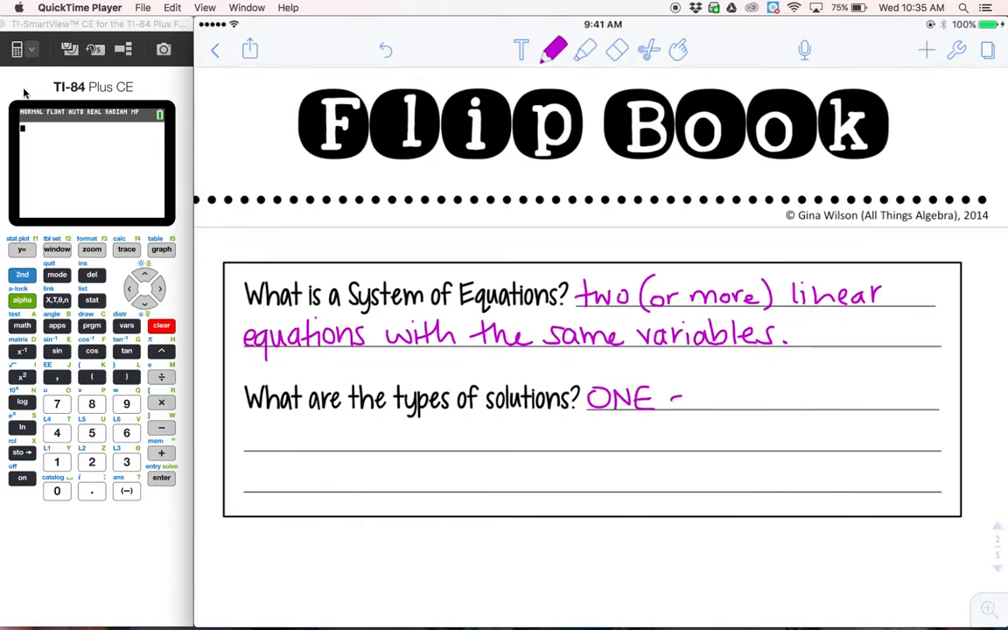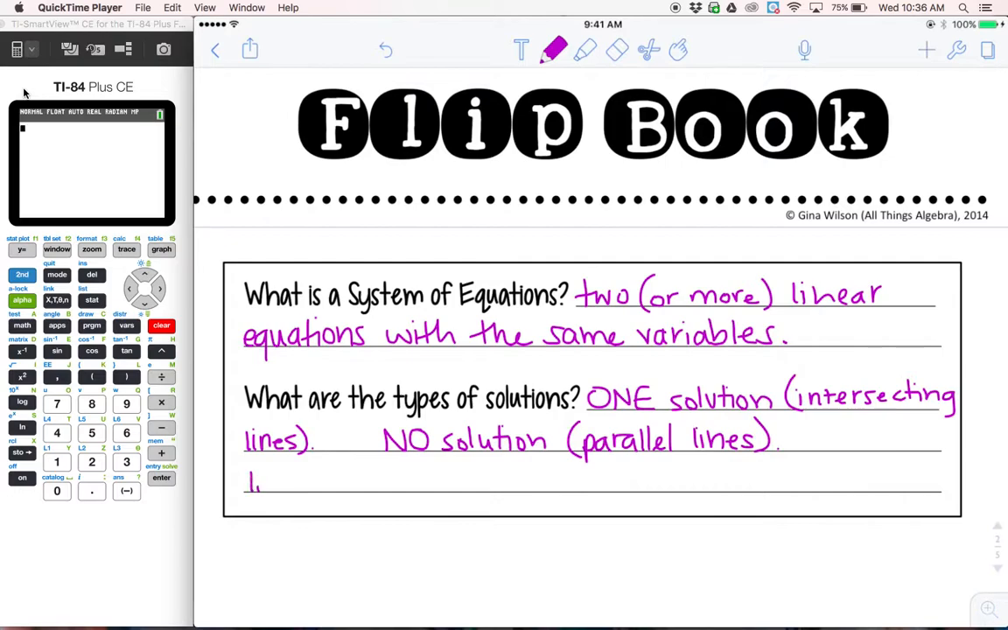I'm going to do capitalized letters here. One solution from intersecting lines, or we've got no solutions from parallel lines, or finally we have infinite solutions, and we're going to say that that happens when we have identical lines. Same slopes, same y-intercepts. All right?